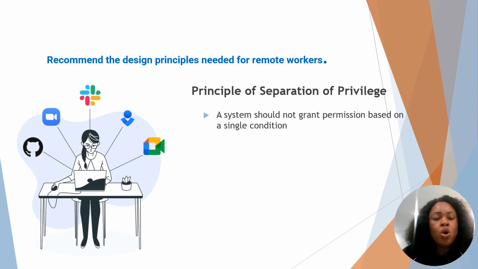And also, I recommend the principle of separation of privilege. The system should not grant permission based on a single condition. So this principle is restrictive because it limits the number of people who can access system entities. The principle is similar to the separation of duty principle that I talked about in the integrity security policy. Before privilege is granted, two or more checks should be performed to ensure that only authorized individuals have access.